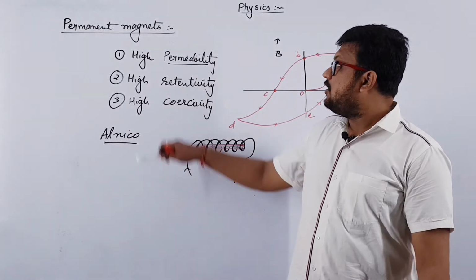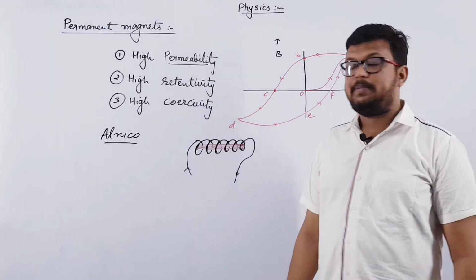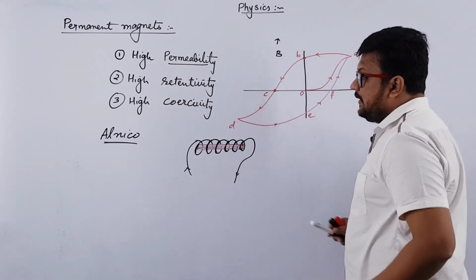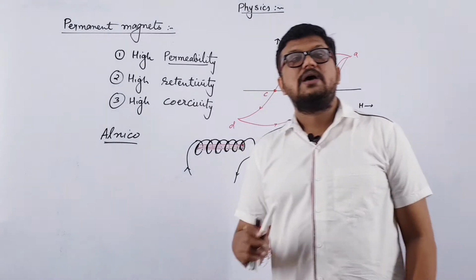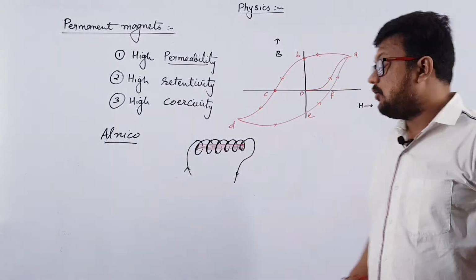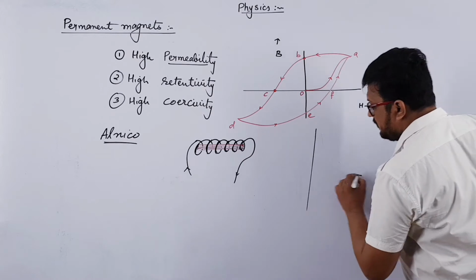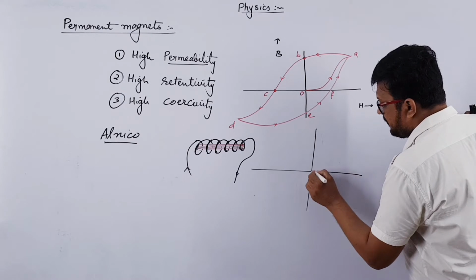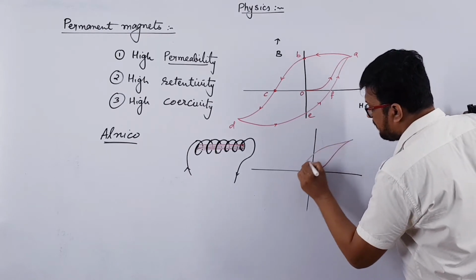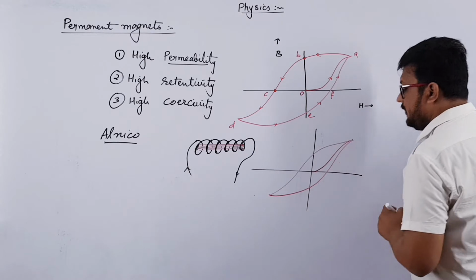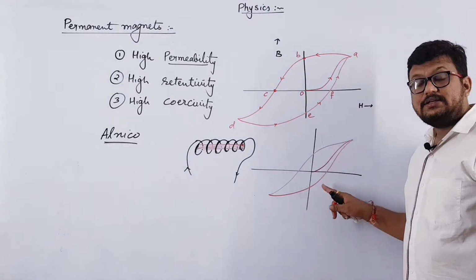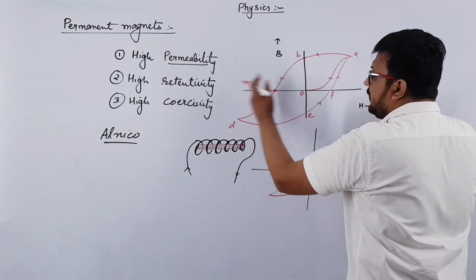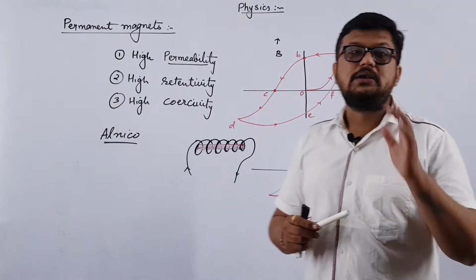So you can say that to prepare a permanent magnet, we should have a hysteresis curve, a broader one, right? In case of temporary magnet, we should have a curve which is narrow. The material which has this kind of figure, like if we get a hysteresis curve like this, then this material is best suitable for temporary magnets, and if we have a broader one, then it is best for making permanent magnets.